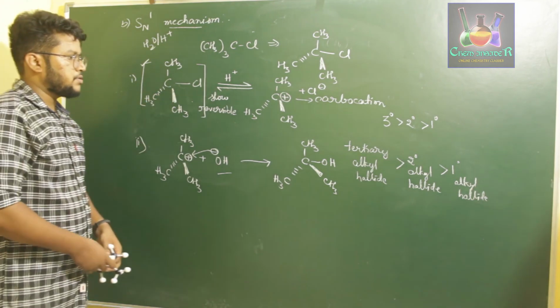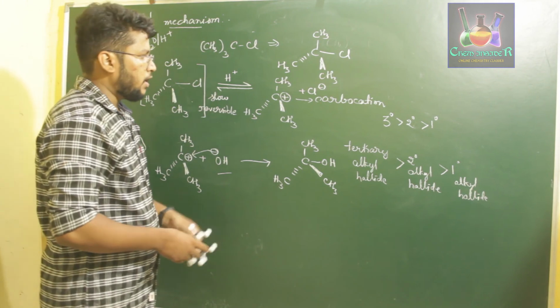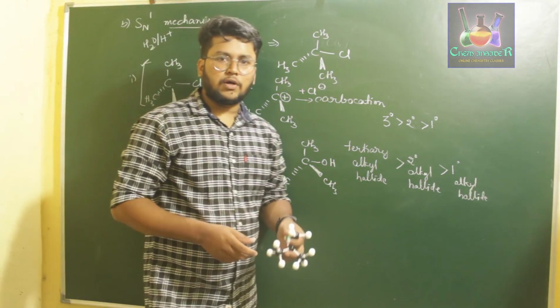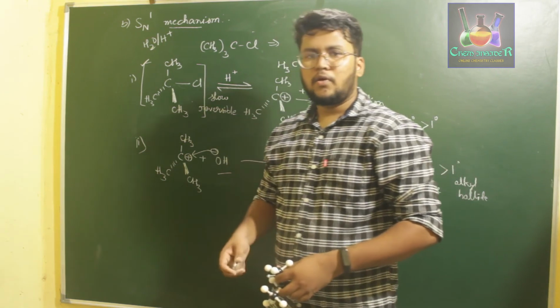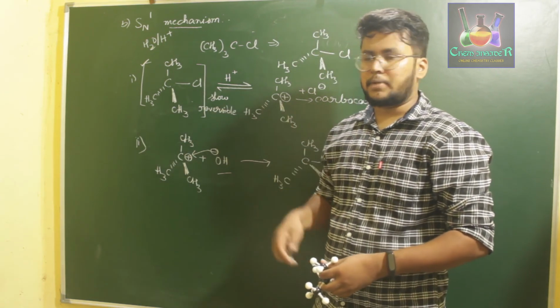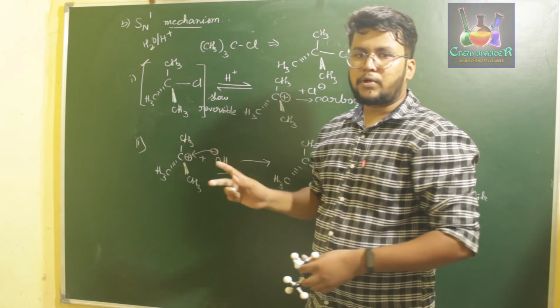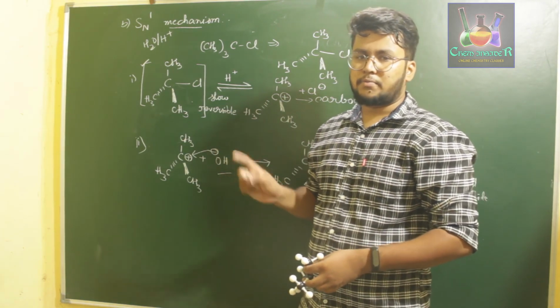So I hope you have understood this completely. And this reaction is also observed for allylic haloalkanes and arylic haloalkanes. We'll discuss those more in the haloarenes part. So these are the two important mechanisms, SN2 and SN1.